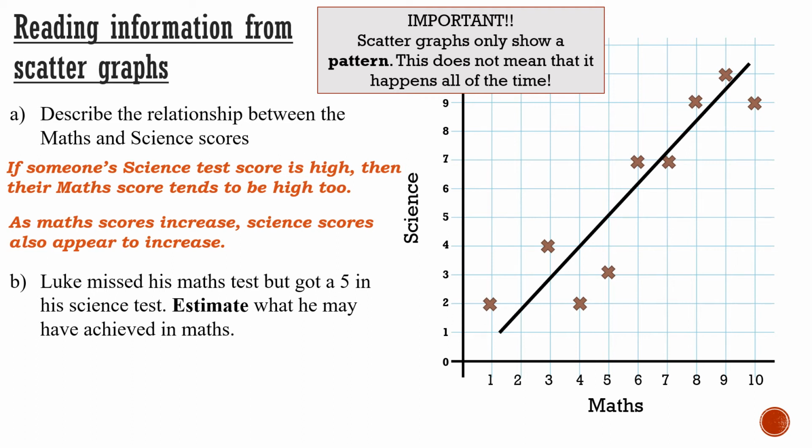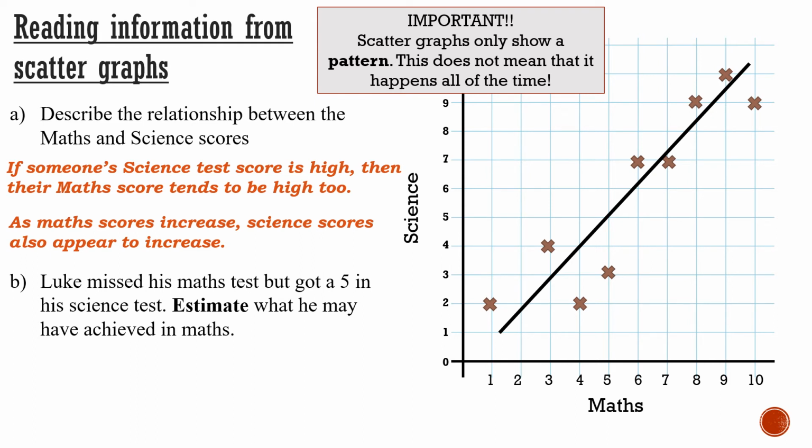Scattergraphs only show a pattern. It doesn't mean that this will always happen. So it does not mean that if you get a 9 in maths, you're going to get a 9 in science. You might be really good at maths and not so great at science. So you just need to remember that these are just ideas of what might happen and the patterns that this person has seen based on the data that they've got.